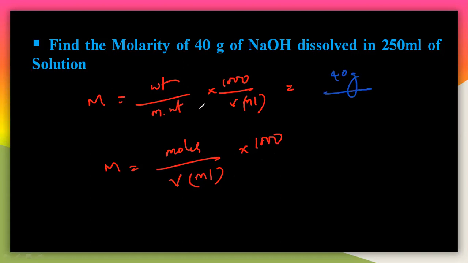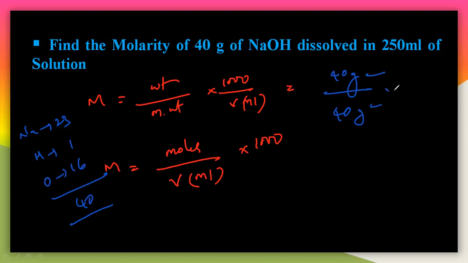So 40 grams by molecular weight. What is the molecular weight? That is also 40. Just now I told you the molecular weight: sodium is 23, hydrogen is 1, oxygen is 16. So you will get the final answer, which is 40 here. So the weight is 40 grams, the molecular weight is 40 grams, and the remaining is 1000 by V in ml, where the volume we have taken is 250 ml.